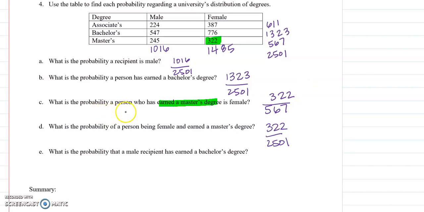In letter C, it's what's the probability a person who has earned a master's degree. You're looking at the entire row first. And that's actually reducing your population because you have a certain criteria to meet. So that's looking at master's degrees first.